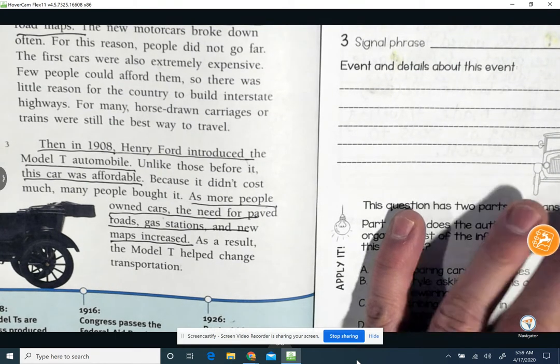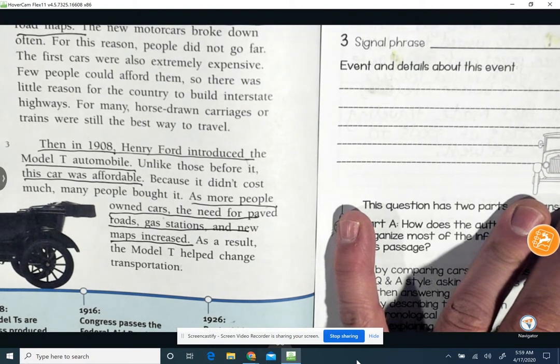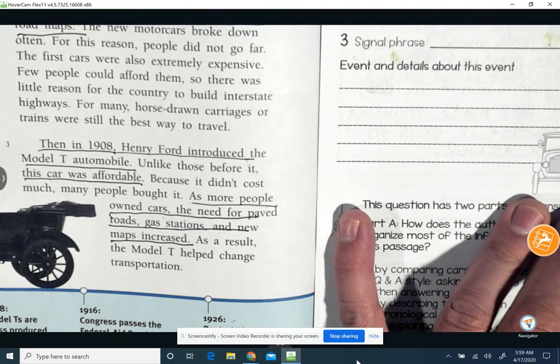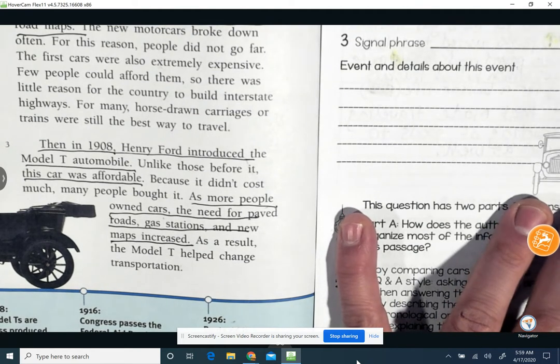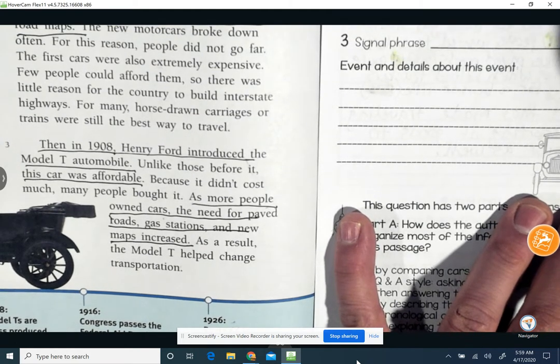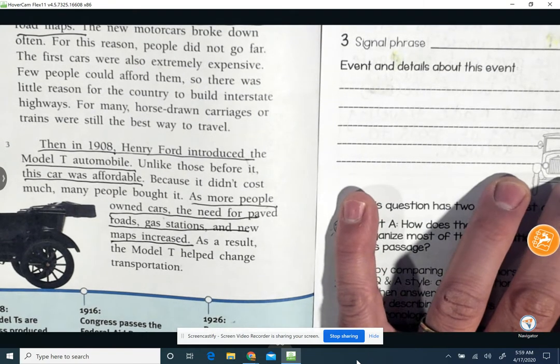So, it was affordable, therefore, we needed paved roads, gas stations, right, and new maps.